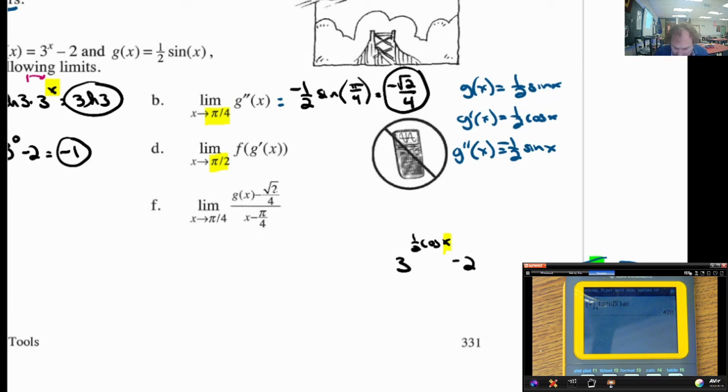Again, this is going to do the exact same thing because the cosine of pi over 2 is 0. The x value at the top of the unit circle is 0. So this is going to be the same answer. It's 3 to the 0 power minus 2, which is negative 1.